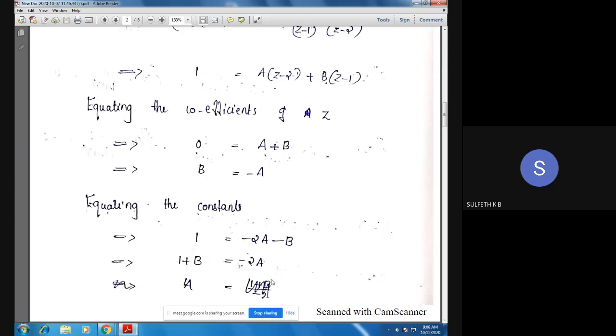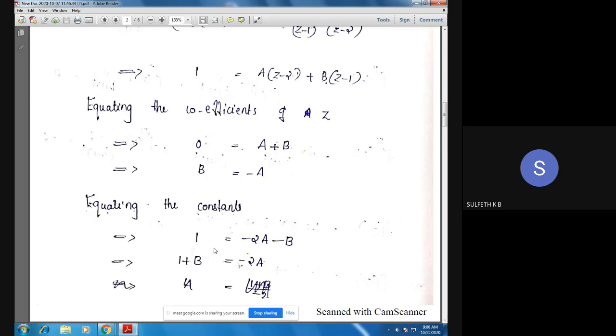Okay. You avoid this step. You only focus on this step: 1 equal to minus 2A minus B. Clear? We already know that B is equal to minus A. Therefore, substituting B equal to minus A here, what will be the change? Put B equal to minus A.